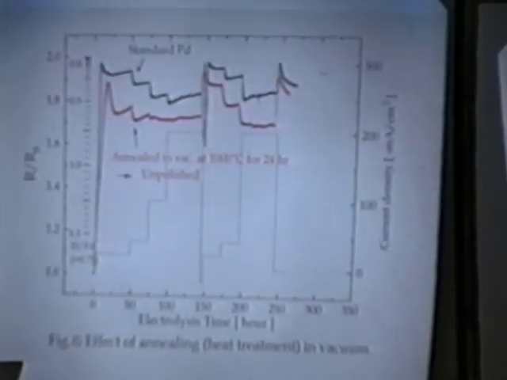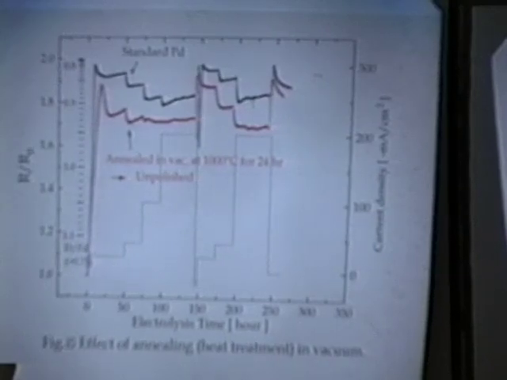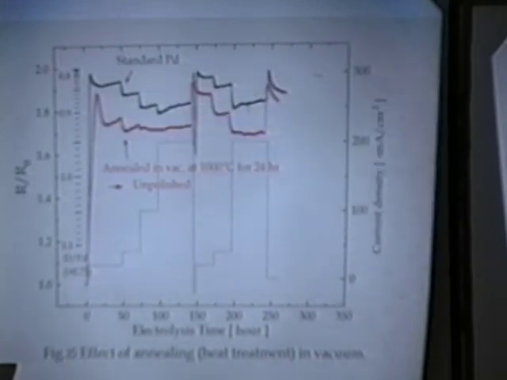The first peak of R over R0 was lower than that of standard palladium, but the loading ratio attained about 0.94. To confirm this phenomenon came from the surface effect, we polished this surface by diamond slurry like standard palladium.